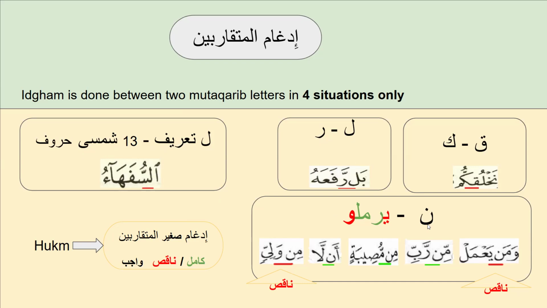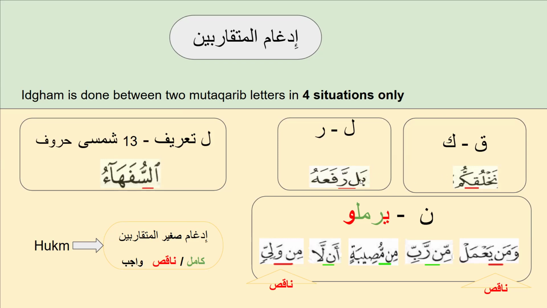Tanween or the noon sakina is merging into yarmalu letters, and I'll explain how. So let's understand first the qaf into the kaf. When you see a complete merging, you will notice that the first sakin letter is sakin. It doesn't carry even a sukun symbol, but the second letter is containing a shadda. It means this shadda is an indication the first sakin letter is merging into the second letter completely.